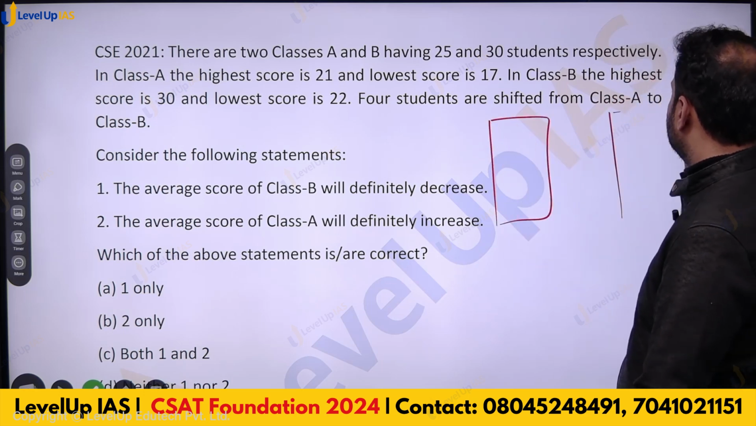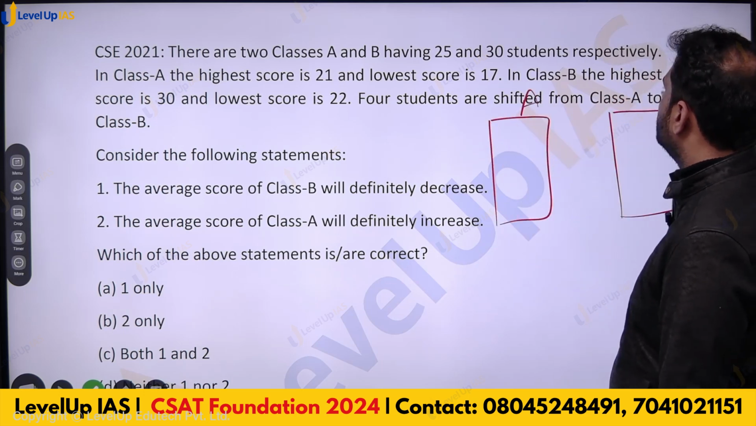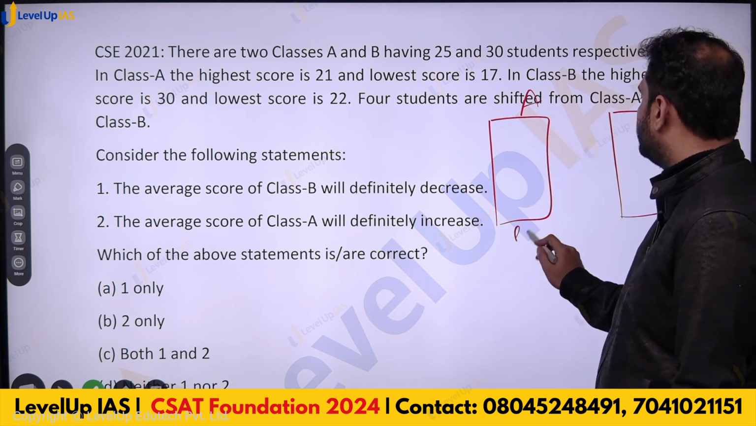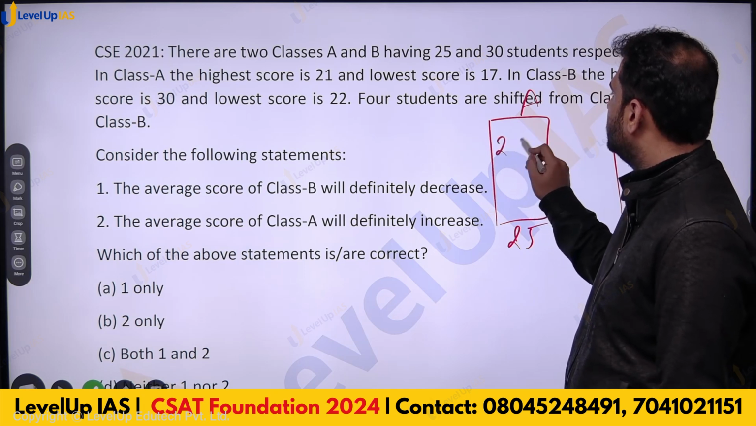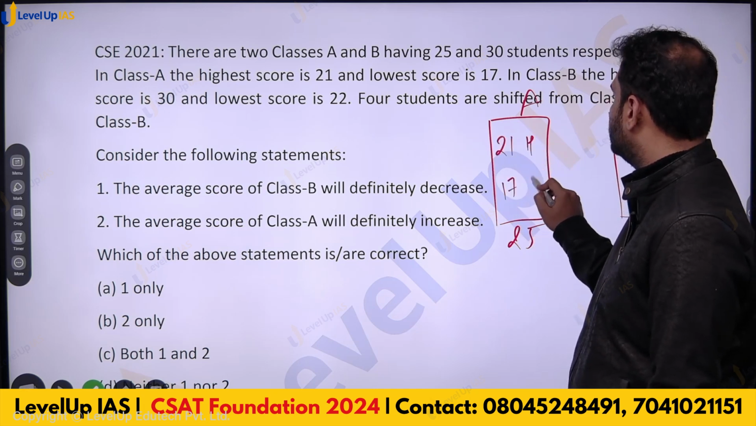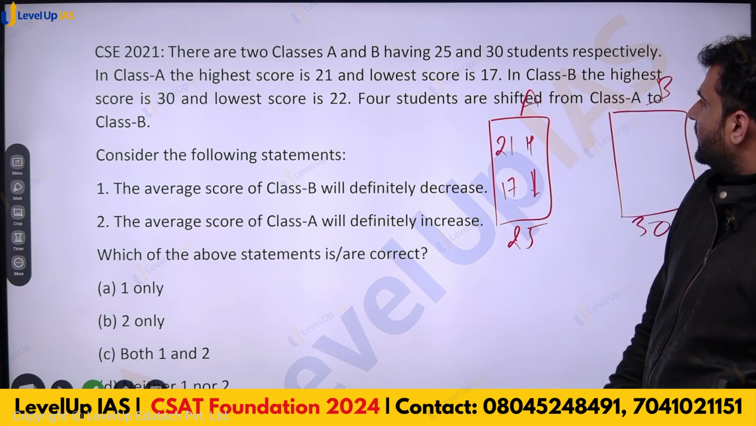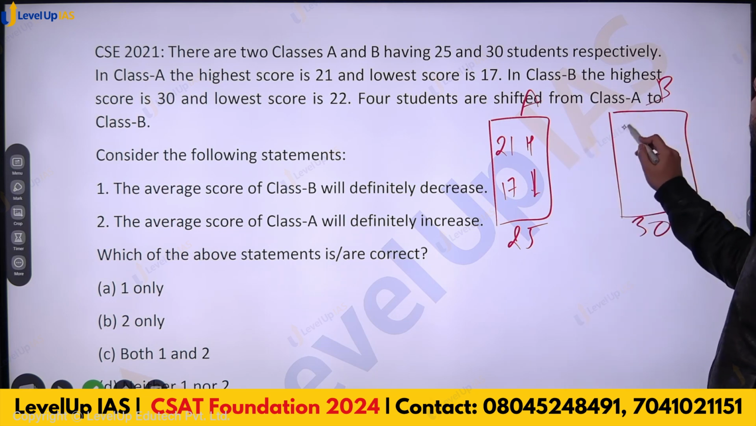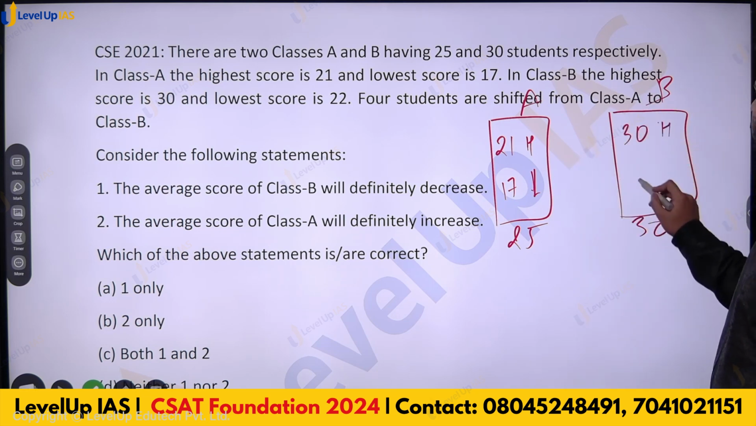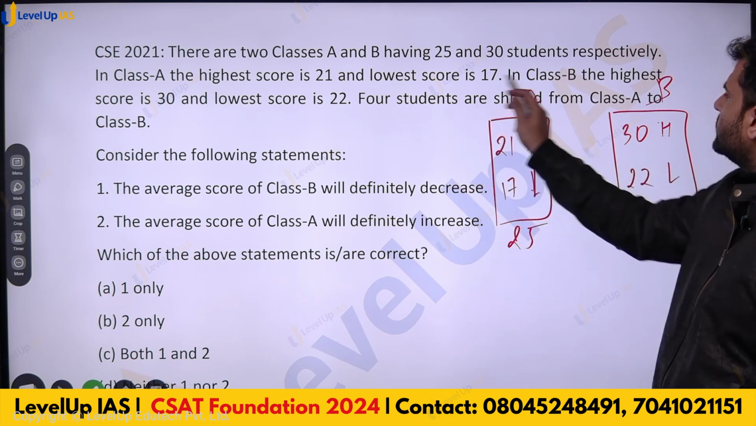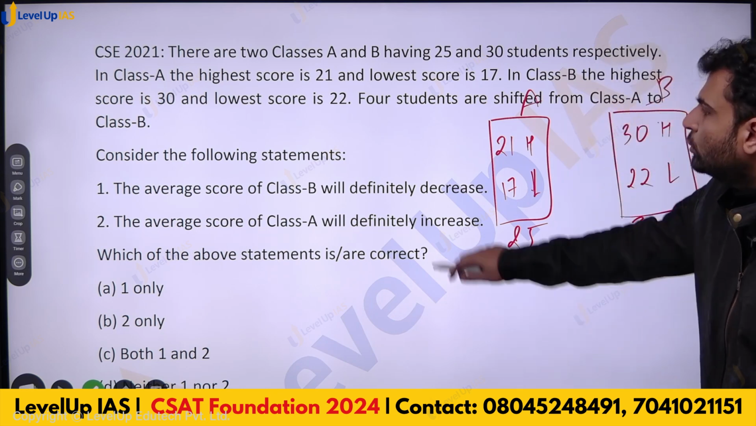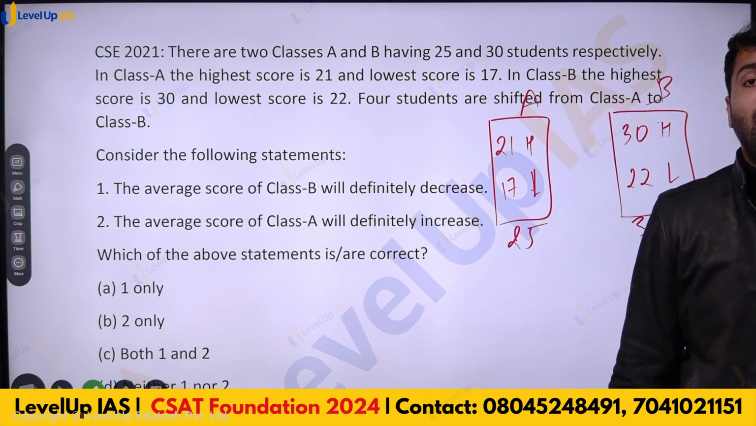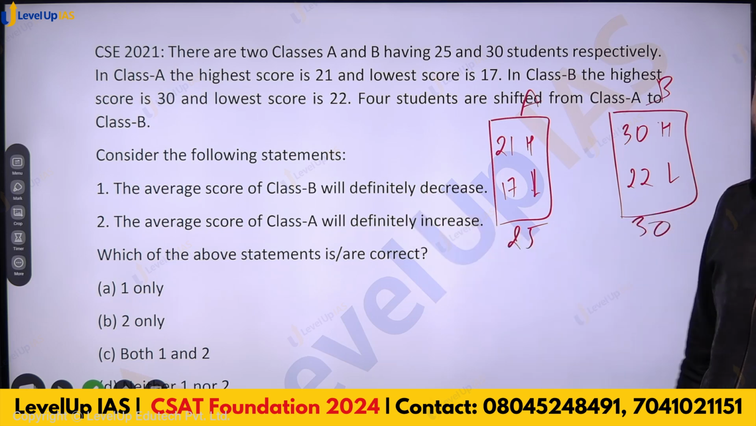Let me just draw for the sake of convenience. We have A, B. We have 25 people here and 30 people here. Here, highest is 21 and lowest is 17. In class B, the highest score is 30 and the lowest score is 22. The question is, 4 students are now shifted from class A to class B. Now, we have two statements. What will happen to the averages of class A and class B?